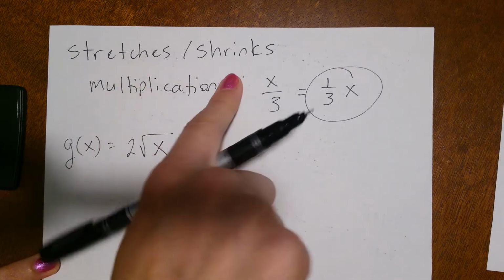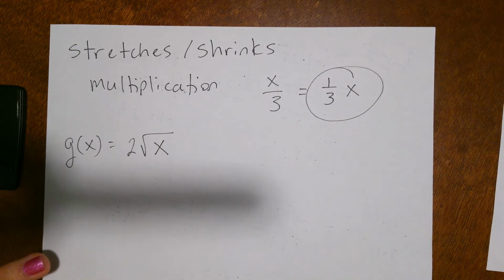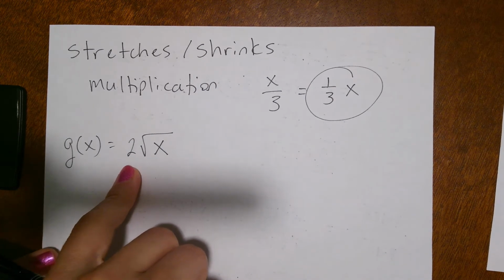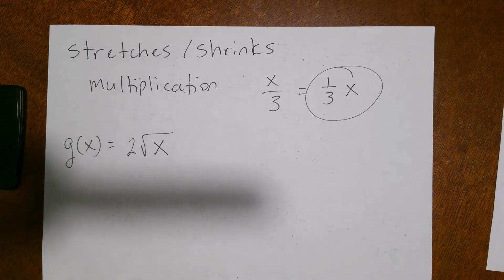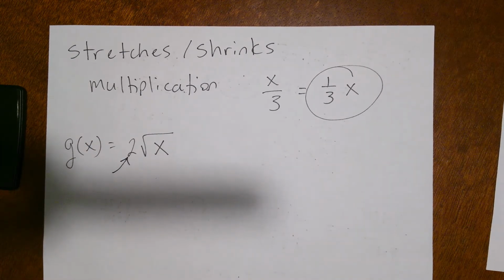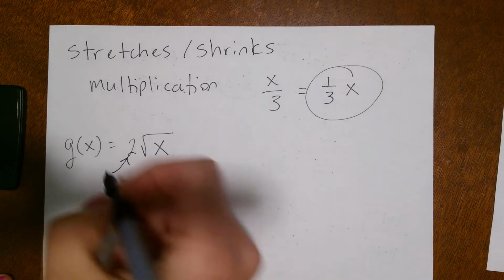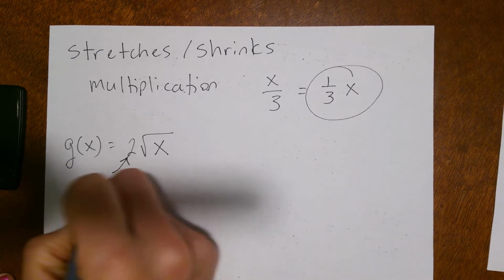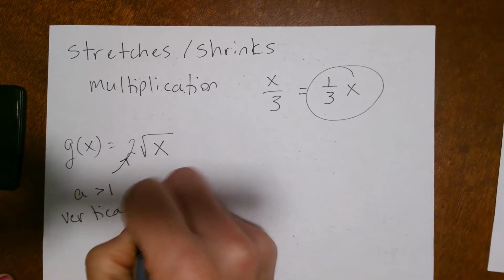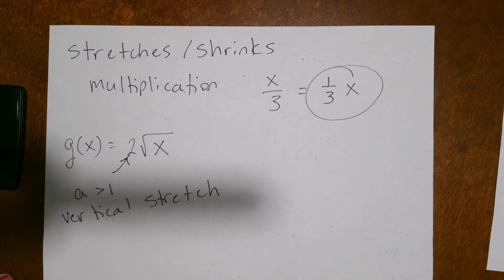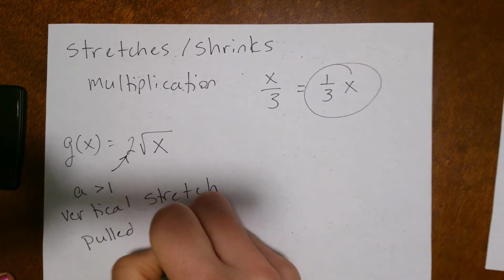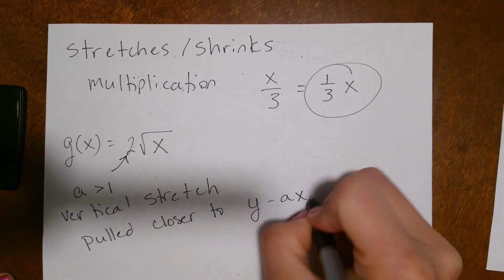So since the 2 is on the outside, it gives me something vertical. It's either going to be a stretch or it's going to be a shrink. Which one? Well, vertical transformations, again, are very straightforward. So since that number is larger than 1, I'm multiplying by a bigger number, you would think it's going to get bigger, it's going to stretch, and that is exactly what happens. So if that number that you're multiplying by on the outside is larger than 1, we'll call it A for kicks and giggles, if that value is greater than 1, we end up with a vertical stretch. And what that means graphically is this graph will be pulled closer to the y-axis.